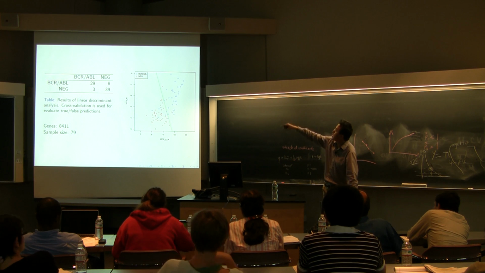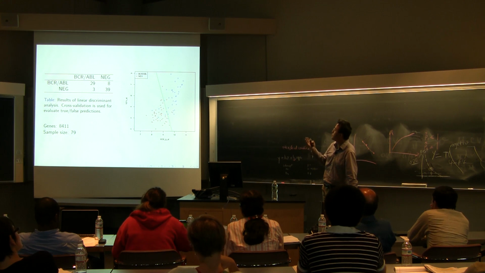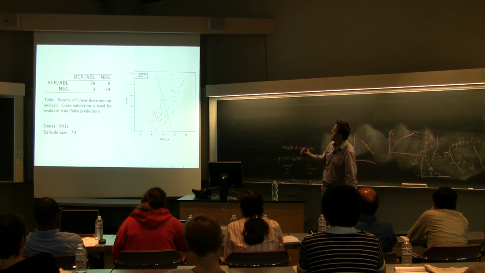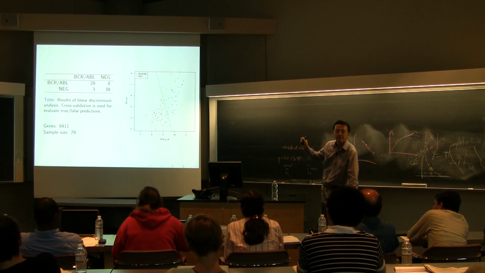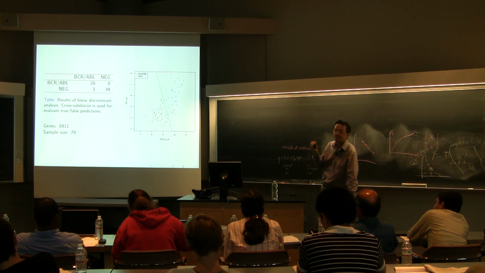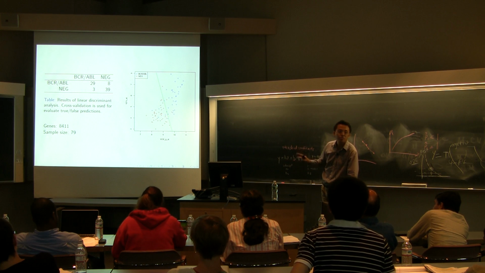As you can see in the table, there are 37 genes, BCR, and 42 NEG on the diagonal, which means they are predicted correctly. On the anti-diagonal, 8 and 3, there is some misclassification. Of course, you do have some. There's never a perfect way to do that, but you can see the performance is quite good.